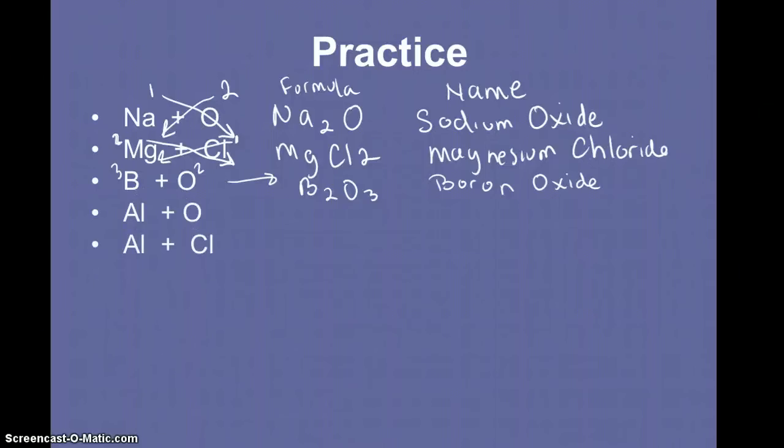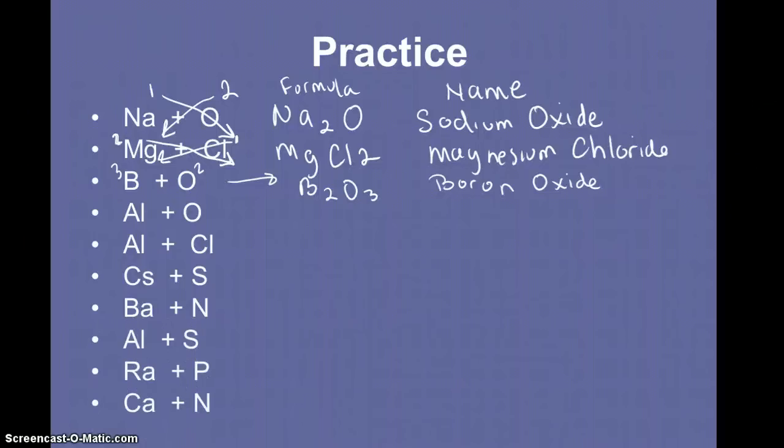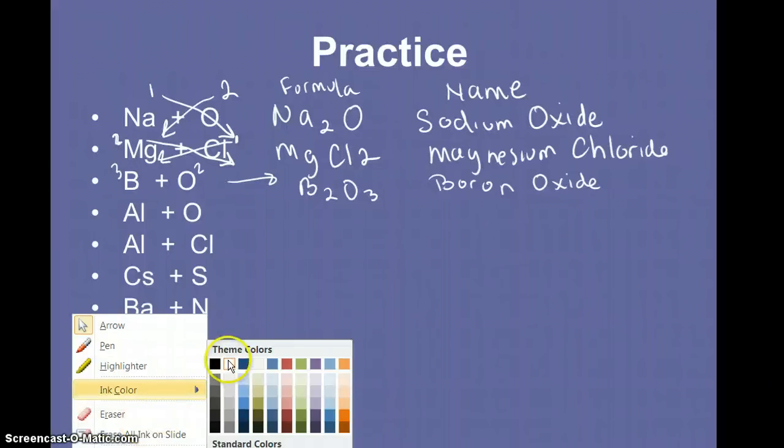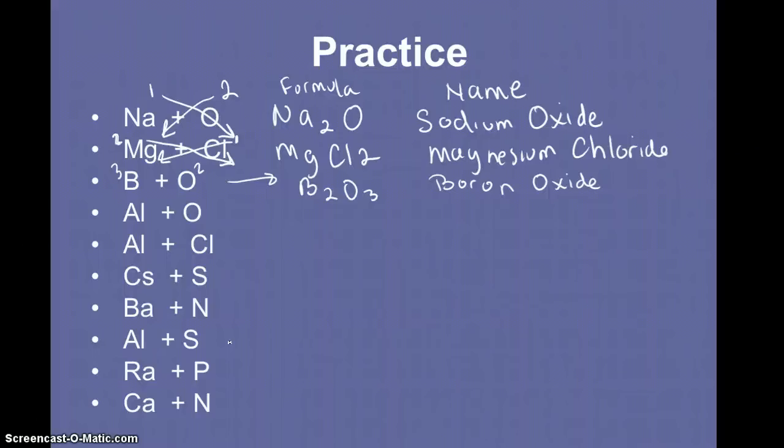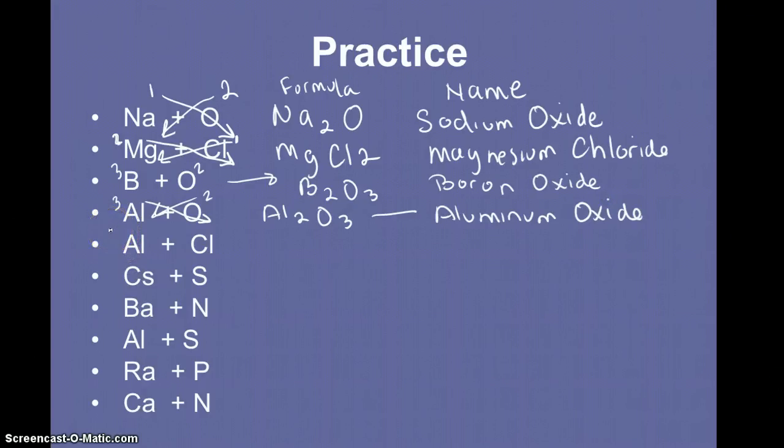I'm actually going to put all of these up here, and then I won't have to keep switching my pen each and every time. Okay, get my pen going again. We have aluminum plus oxygen. Take a peek at your periodic chart. Aluminum does have an oxidation state of 3. Oxygen has an oxidation state of 2. These guys are going to switch. I shall write it: Al2O3. What is the name of this formula? I would call it aluminum oxide. Very good.